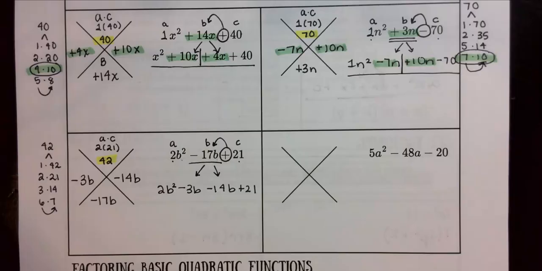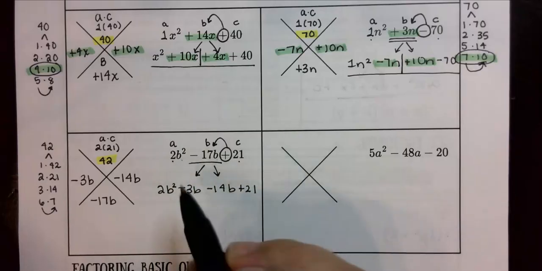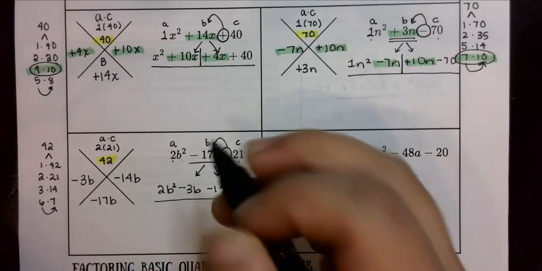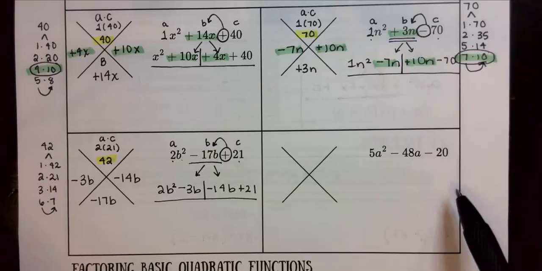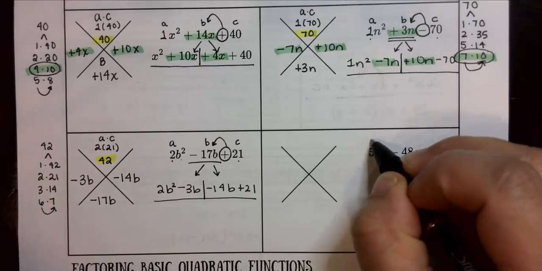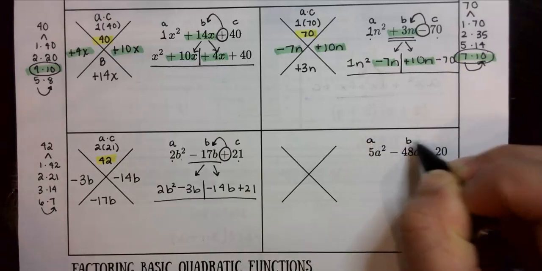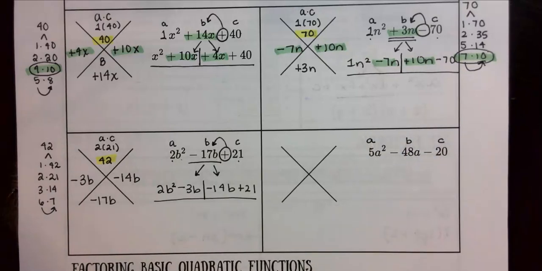And notice that it did go from being 3 terms to 4 terms. So this is now ready to factor by grouping. All right, so let's go ahead and take a moment to do this one. So this is A, this is B, this is C. So first step is to multiply A and C. So now this number is going to be a little bit bigger.